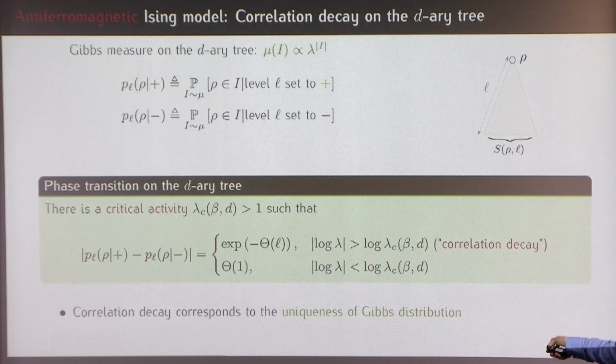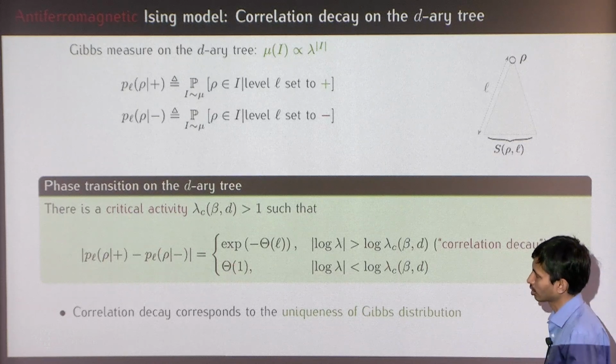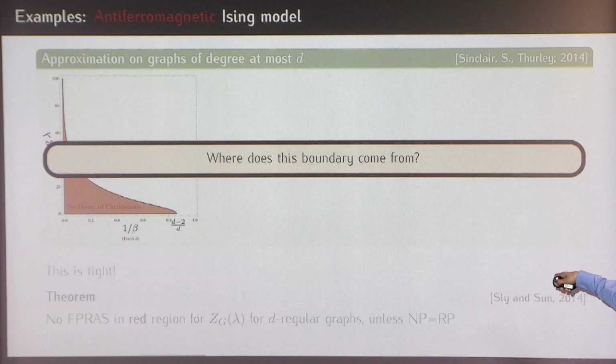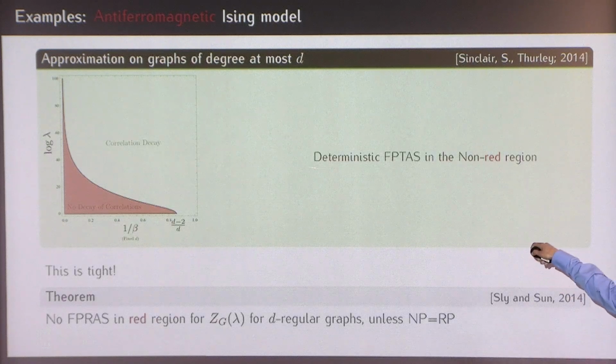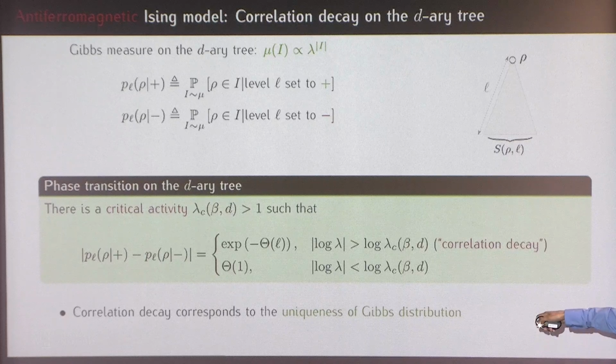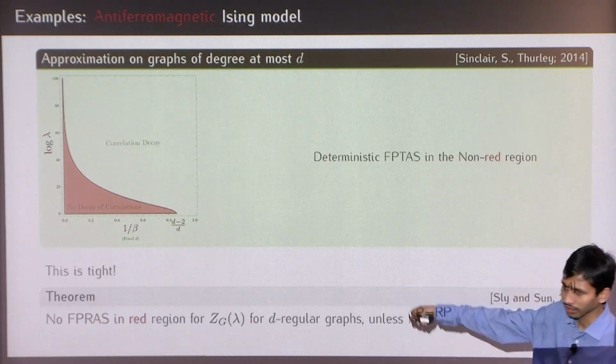And as soon as you're on the other side of the line, in the red region, then the difference does not decay at all. So it remains bounded away from 0. And this property is what is used. So I won't go into the details, but this property is precisely what is used in coming up with the algorithm here. And similarly, this property of things not decaying is precisely what drives the proof of hardness.